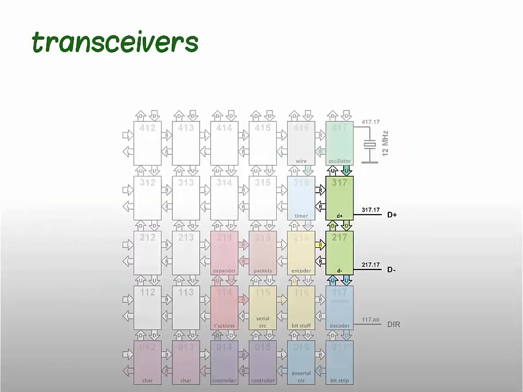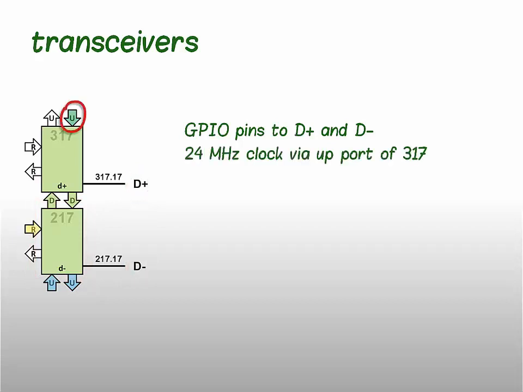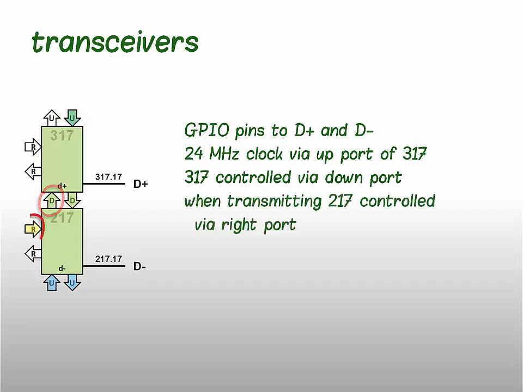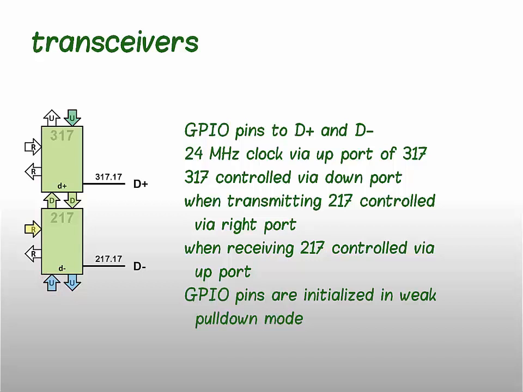Next, we'll have a look at transceivers. Transceivers are implemented in nodes 317 and 217. Their GPIO pins are connected to D+ and D- lines. They receive a 24 MHz clock to the up port of node 317. The node itself is controlled via its down port. When transmitting, node 217 is controlled via its write port, while when receiving, it's controlled via its up port. Both GPIO pins are initialized in weak pull-down mode. The pin in node 217 is also used to detect low-speed device attachment.